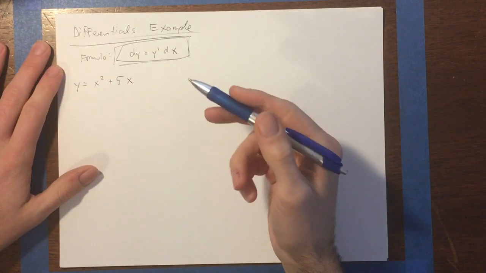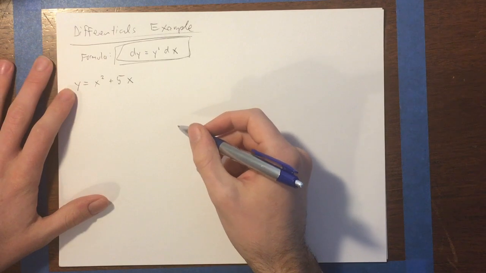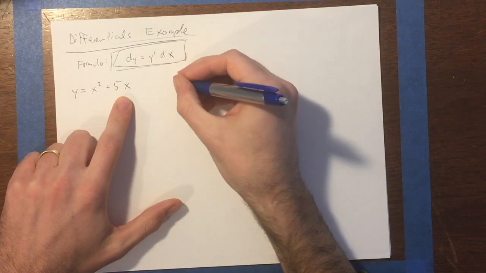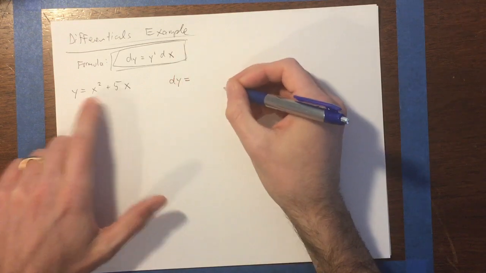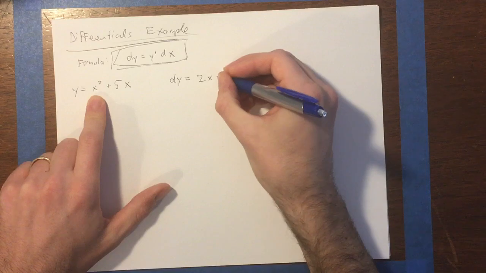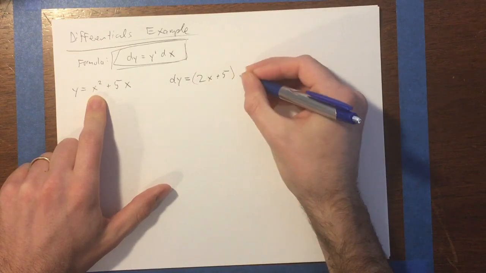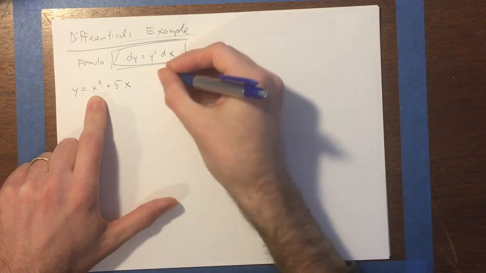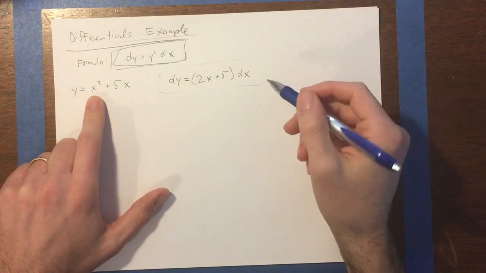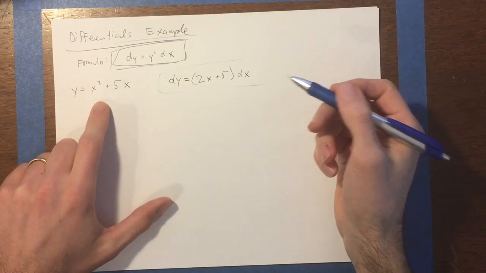So applying that formula, if we have y equals x squared plus 5x, well then dy is going to equal the derivative of this, which I can take here real quick. That's going to be 2x plus 5, all of that multiplied by dx. There we go. That's as easy as it is. You just take y prime and then put a times dx on the end. And that's what dy is.